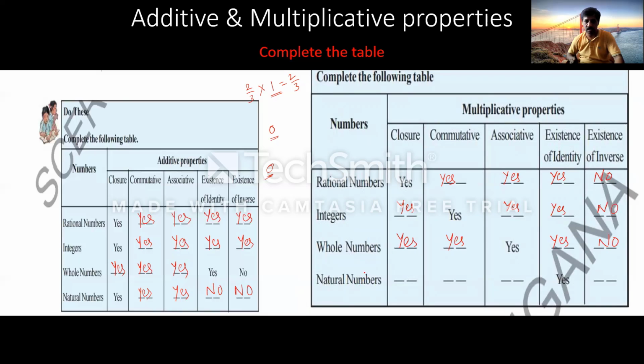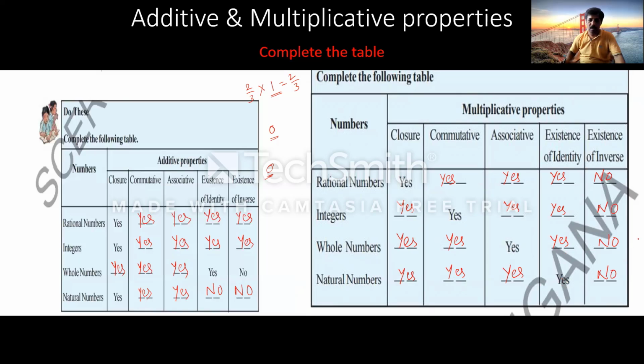Next, natural numbers. Are natural numbers closed with respect to multiplication? Yes. If you multiply any two natural numbers, you will get a natural number only. Now, commutative. Yes. Now, associative. This is also yes. Now, existence of identity. Does 1 exist in natural numbers? Yes. Now, inverse. This is no.